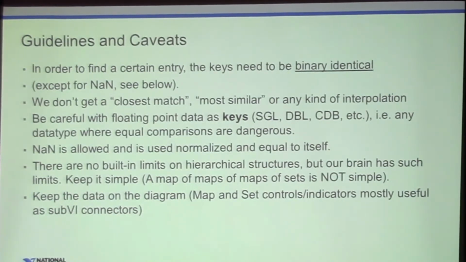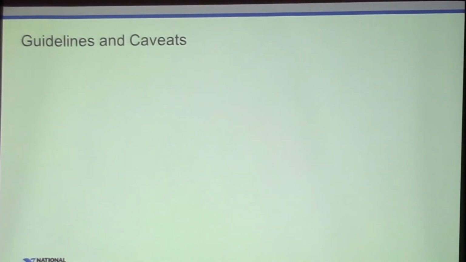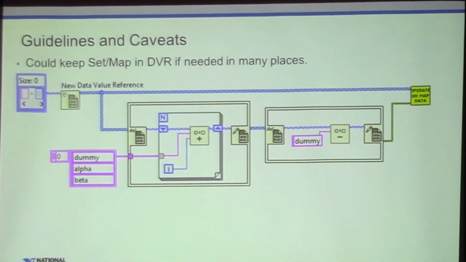So don't use controls and indicators for maps and sets. They're useless, except for connectors for sub-VIs. And I would recommend to encapsulate the set or map in a single sub-VI and just access that to look it up. Don't carry it around across sub-VI connectors up and down through the entire project. You can keep it in a DBR, and apparently there are opinions about that.